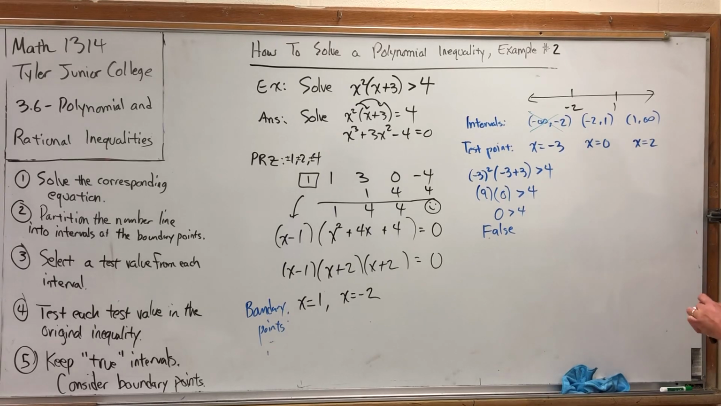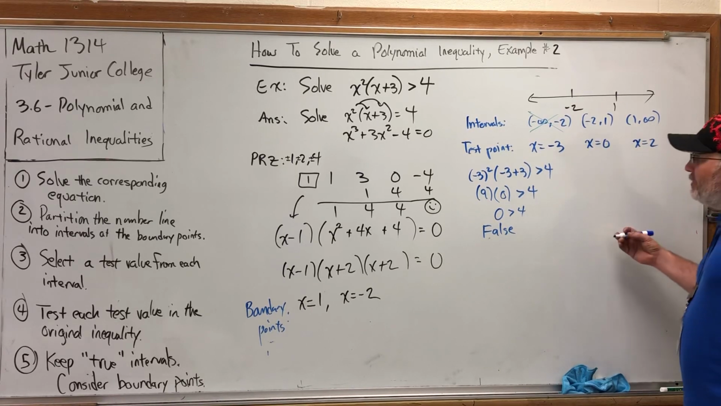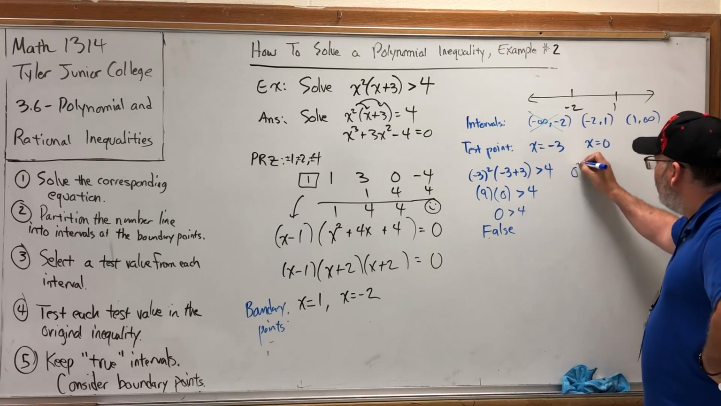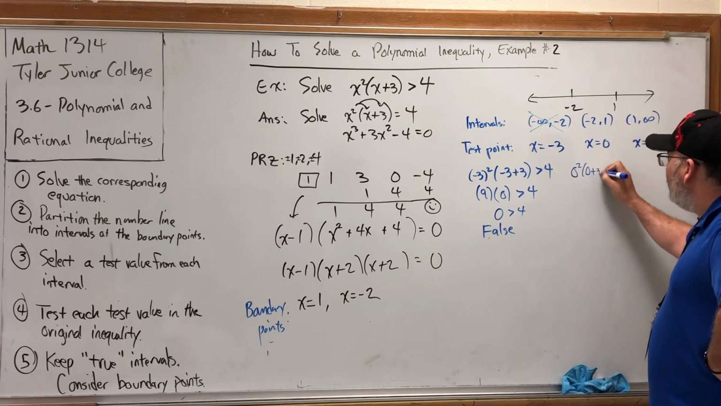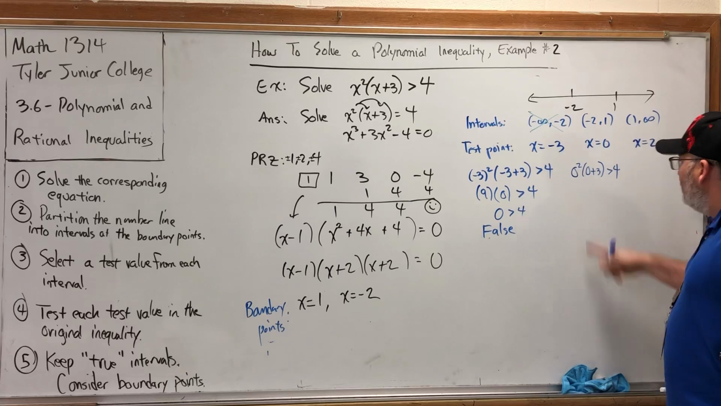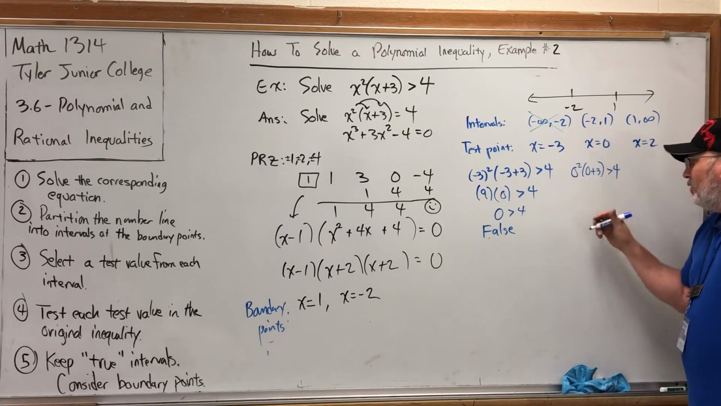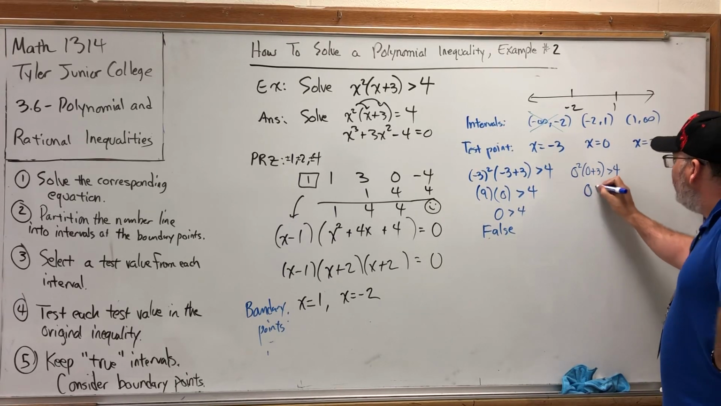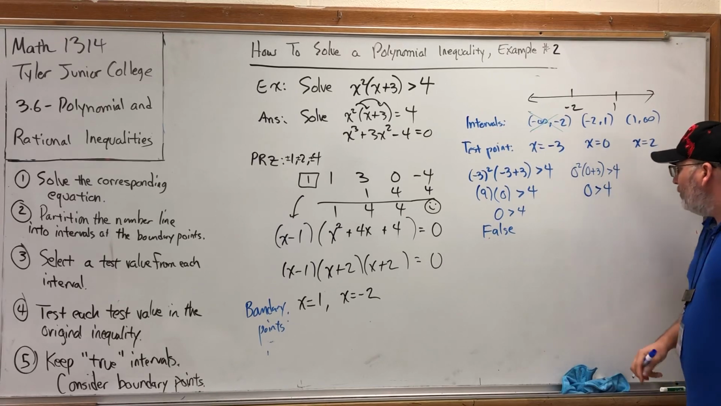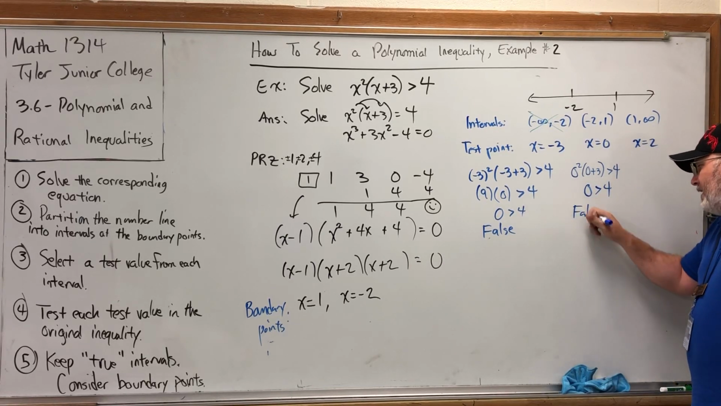All right. Next, x equals 0. This one will be a little bit easier. X equals 0, well, I'm going to get the same results because 0 squared times 0 plus 3, is that greater than 4? The 0 times anything is 0, so the whole left side instantly collapses to 0. We get 0 is greater than 4. That is still false.